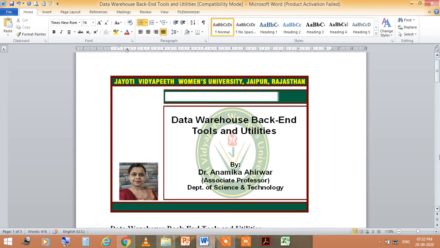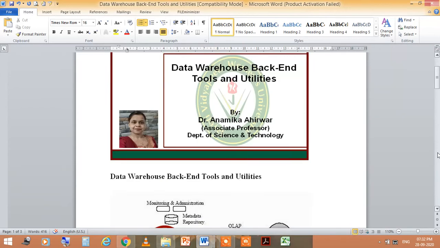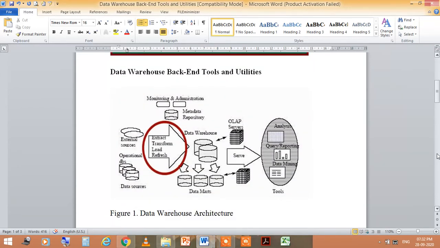Today I am going to take the lecture on the topic Data Warehouse, Backend Tools and Utilities. Data warehouse is basically what? The data comes from heterogeneous sources, and that data is the filtered data, and that data is stored in a warehouse. That is the data warehouse, right?